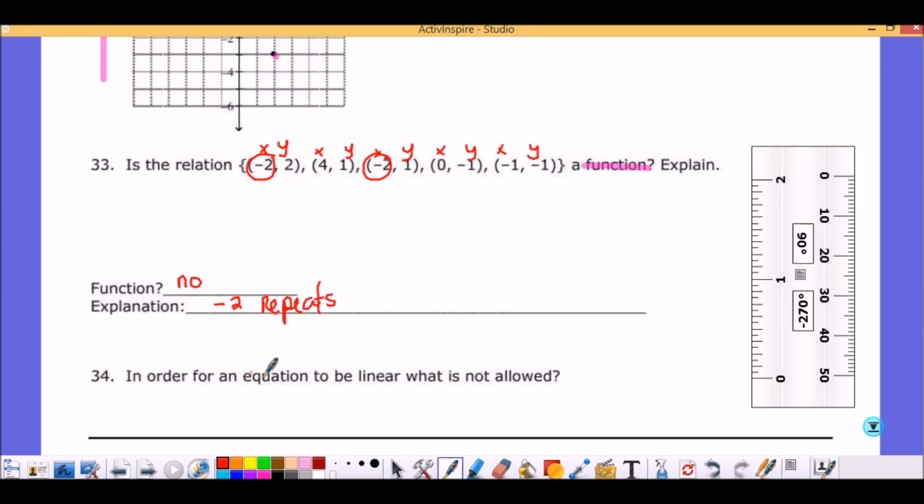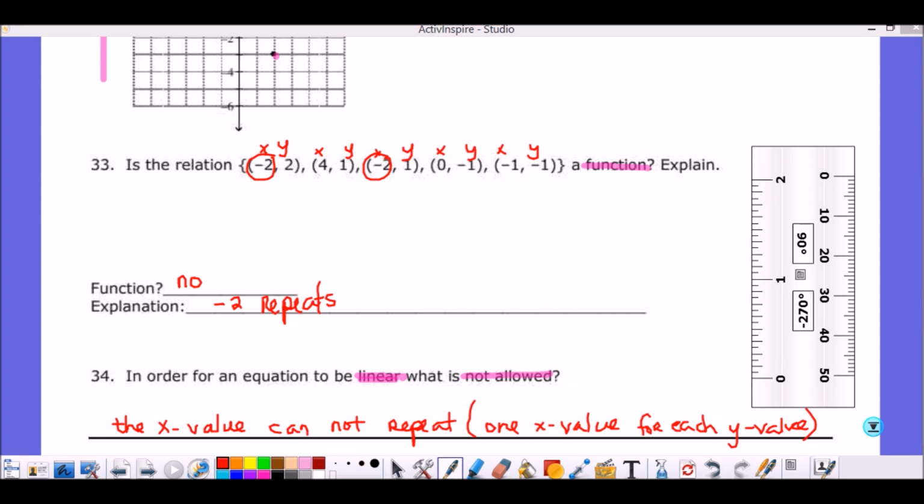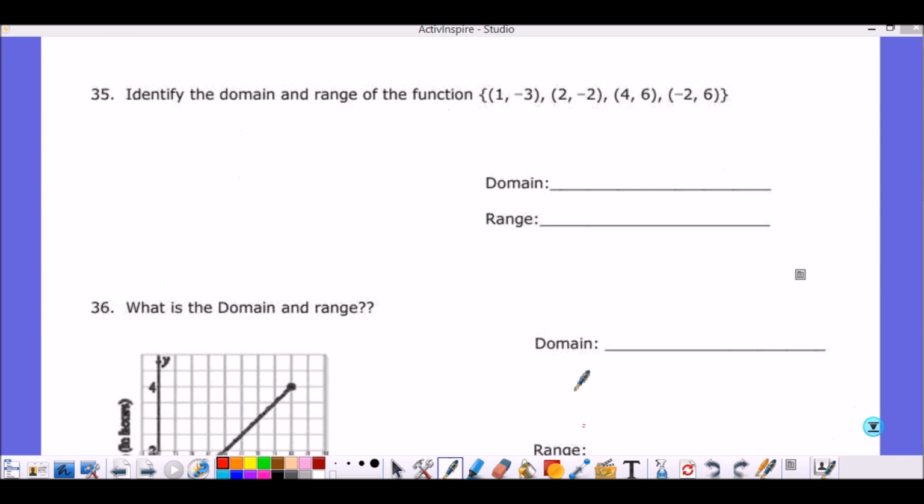All right, so in order for an equation to be linear, that means a line, what is not allowed? All right, go ahead and write that down. So that means the x value cannot repeat. There is only one x value for every y value.